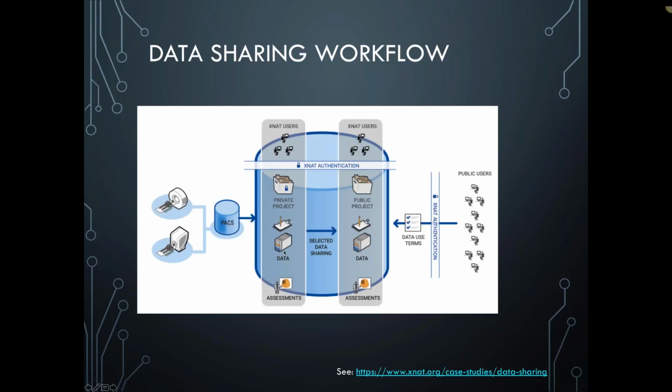There's often a selection process where a subset of the data is made available, and potentially various kinds of anonymization or recoding of the images and data are done before moving it to the more public system. At the public side, there's often still user authentication that's required. Users still have to sign data use terms. And it's not just because it's been moved to this public system that the data is automatically available to everyone. There is still an approval process.